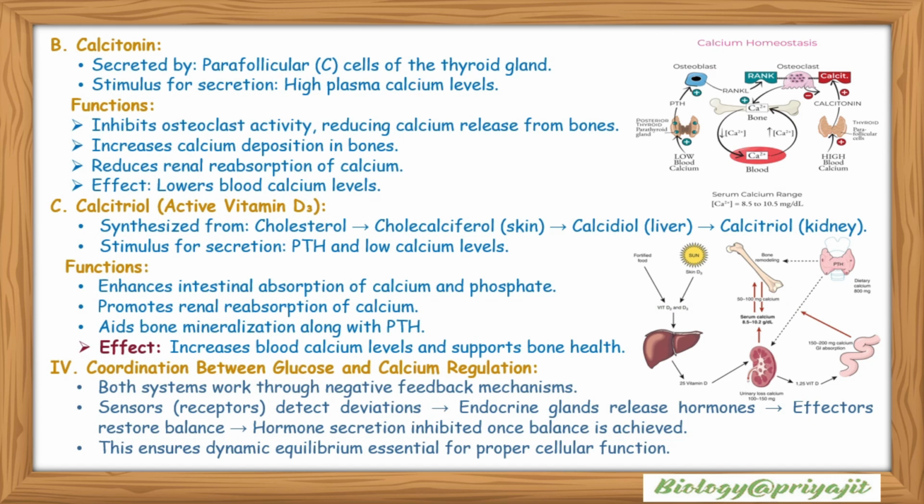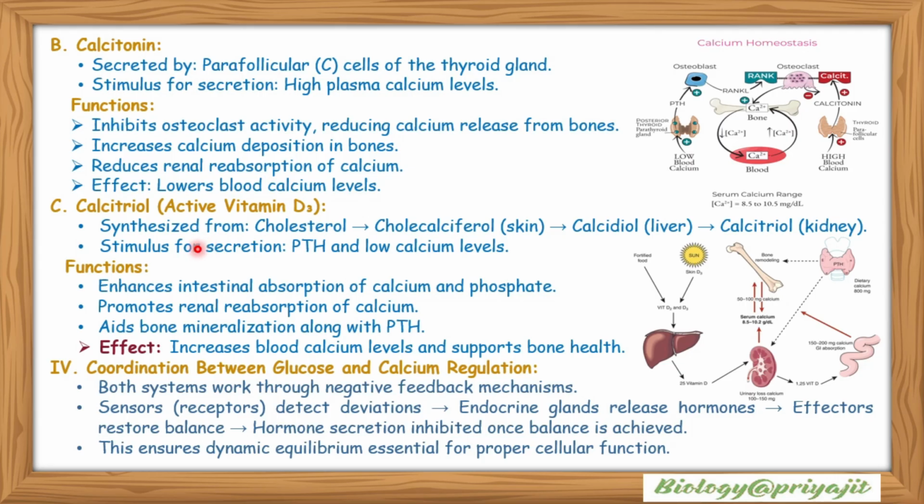Calcitonin is secreted by parafollicular cells of the thyroid gland. The stimulus for secretion is the high plasma calcium level. It inhibits osteoclast activity, reducing calcium release from bones. It increases calcium deposition in bones and reduces renal reabsorption of calcium. Effect: it lowers the blood calcium level.